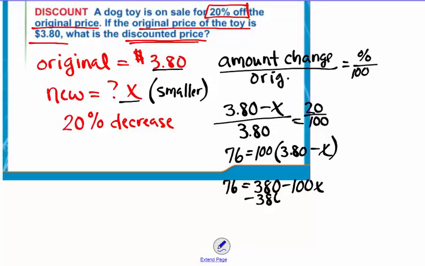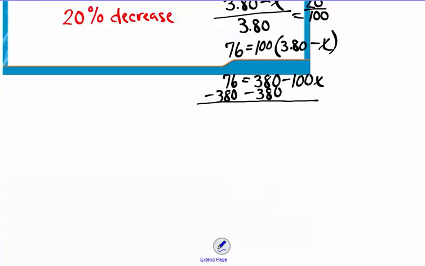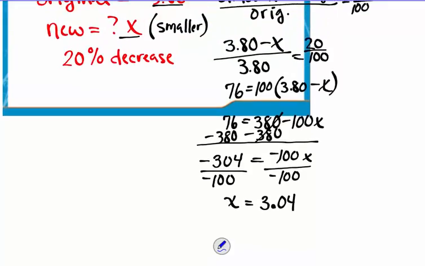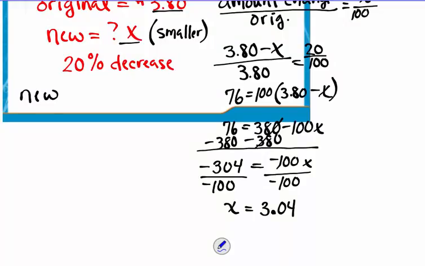Subtract 380 from both sides. And I have negative 304 equals negative 100X. Divide both sides by 100, which is the same as moving the decimal 2 places to the left. And I find out that X equals $3.04. So, the price of the dog toy is now $3.04.